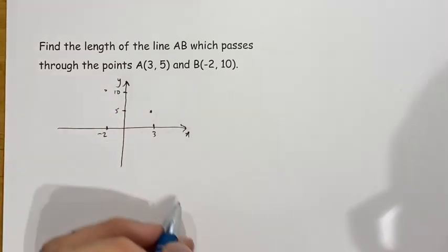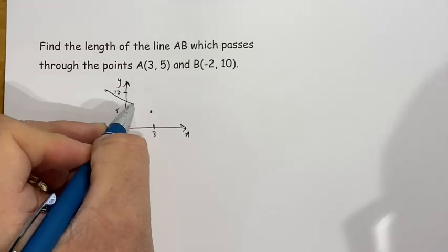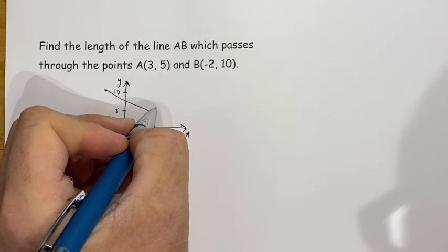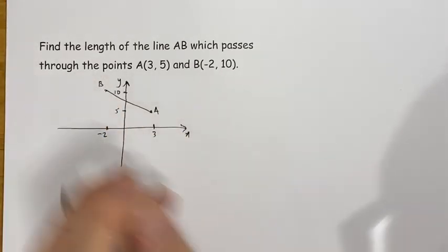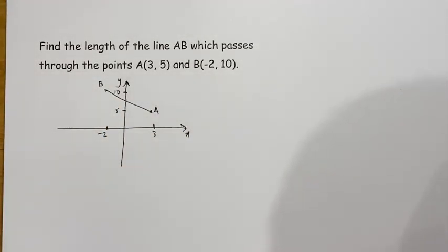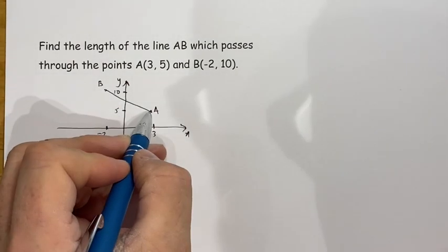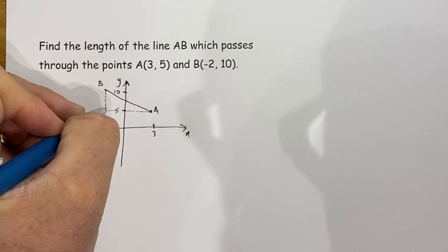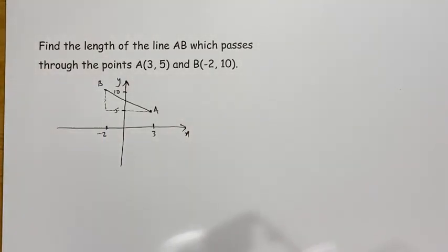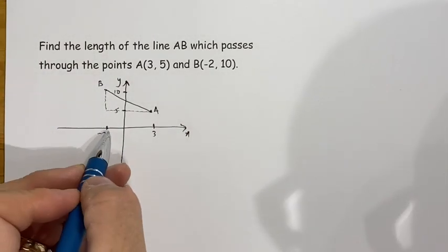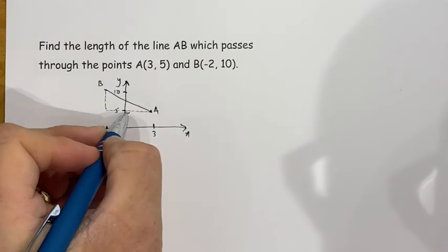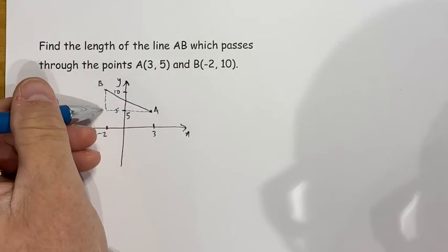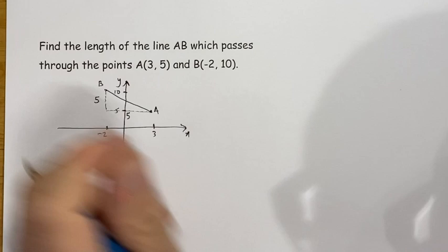up there. And then if I join up from there to there, that we're told is A, that we're told is B, and we've got to work out that length. Well, to work out that length, if I draw a line across there and I draw a line up there, you can see I create a right angle triangle. From -2 to 3 it's 5 across, from the 5 up to the 10 is 5 up.